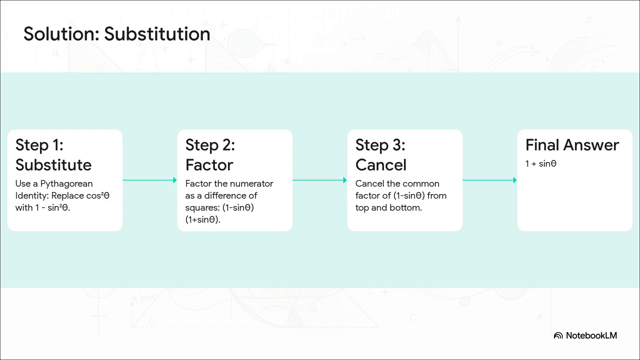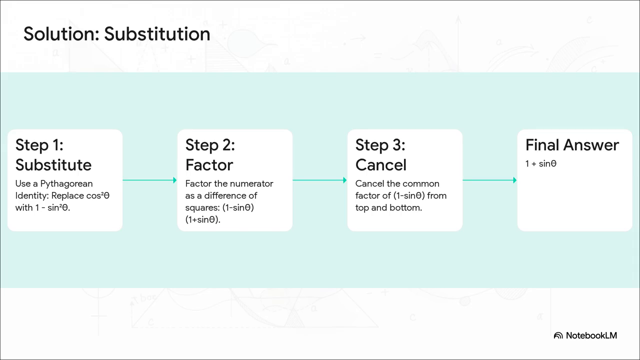So we're going to swap out that cosine squared theta for what it's equal to, 1 minus sine squared theta. Okay, next up, step 4, factor. That numerator, 1 minus sine squared theta, should be screaming difference of squares at you, a squared minus b squared. And that always factors into a minus b times a plus b. So our numerator turns into 1 minus sine theta times 1 plus sine theta.